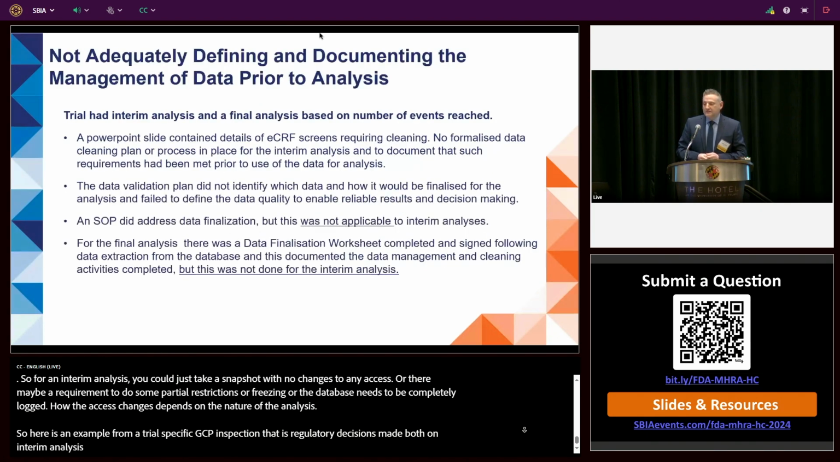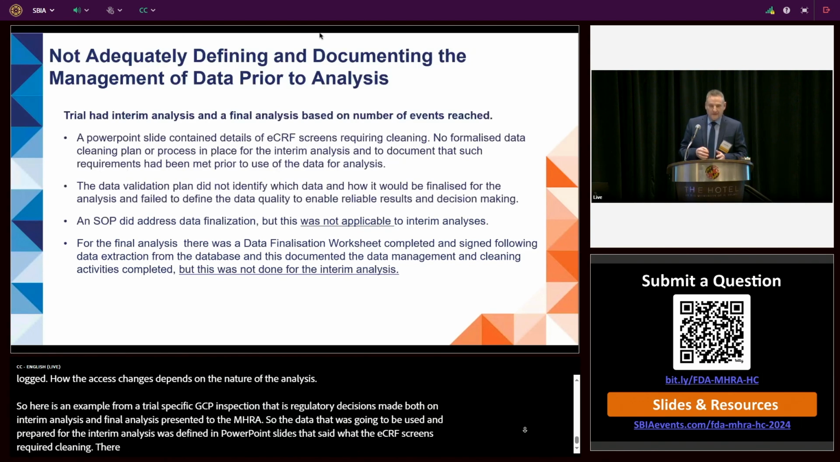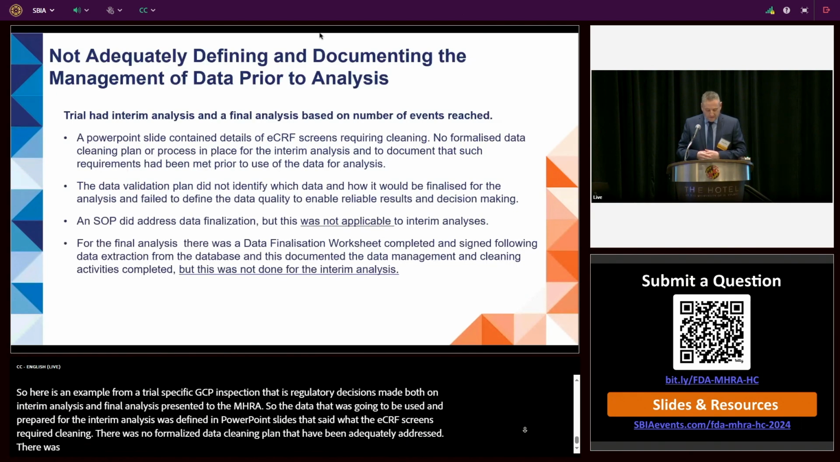So the data that was going to be used and prepared for the interim analysis were defined in just a PowerPoint slide that said which CRF screens needed cleaning. There was nothing in there about the laboratory data, which formed a key part of the efficacy data, and that hadn't been adequately addressed. There was nothing in any data validation plan or an SOP concerning the data finalization, and the SOP didn't actually address interim analyses at all.